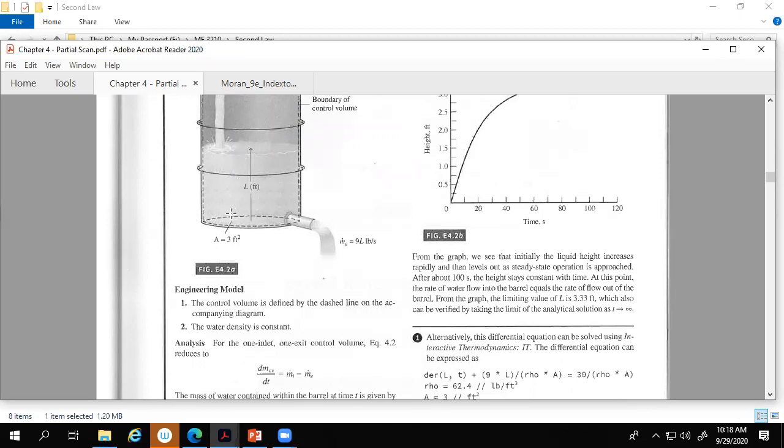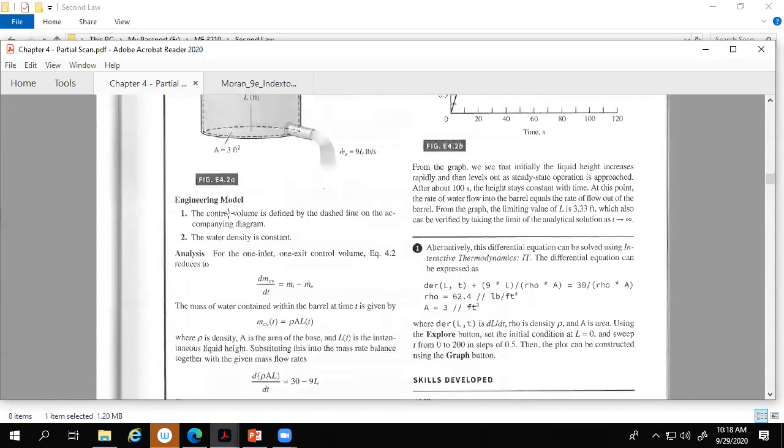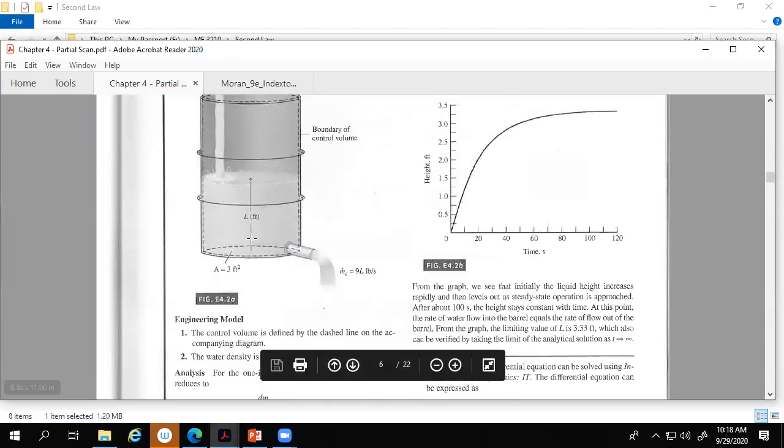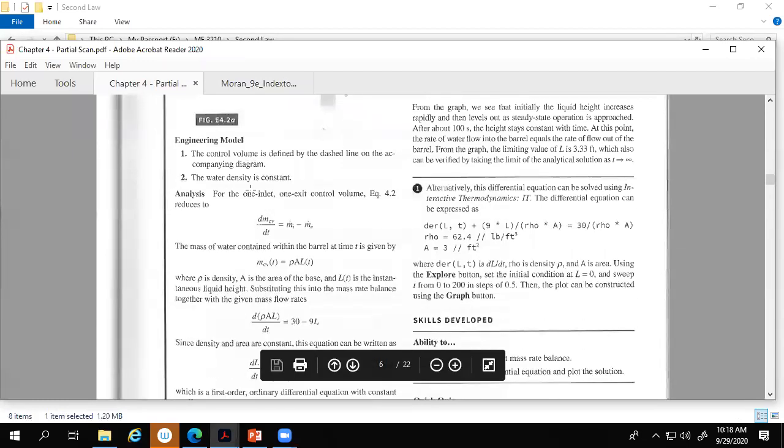I'm going to get what? Mass. Okay? So that's all I got to do. Rho density is constant, area is constant, and this L is a function of t because that depth's going to build, at least for a while. So I plug that in up here, and m dot I is just a constant 30, and m dot E is 9L. So I plug all that in.